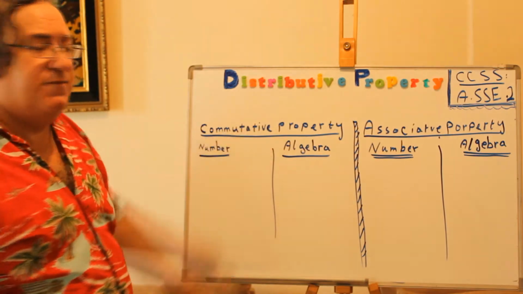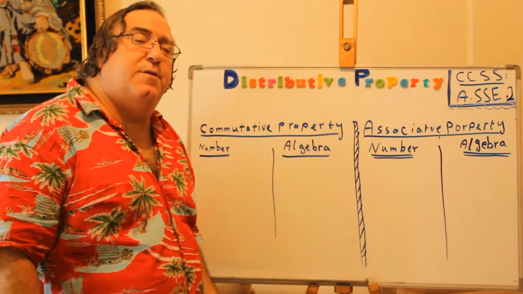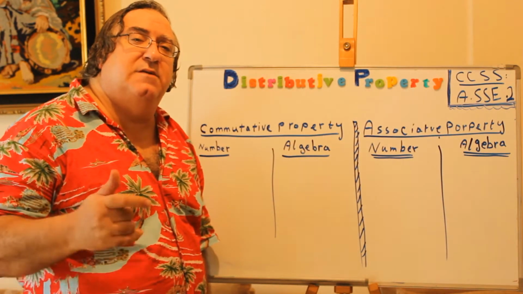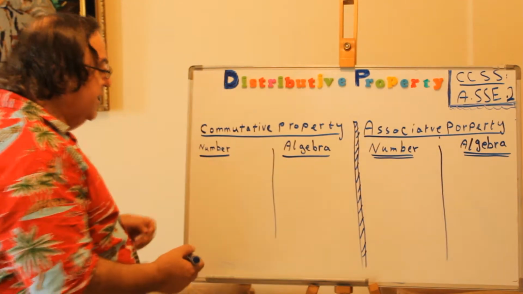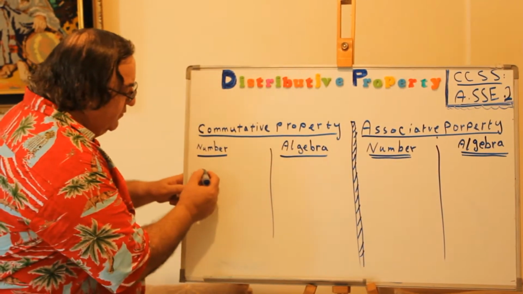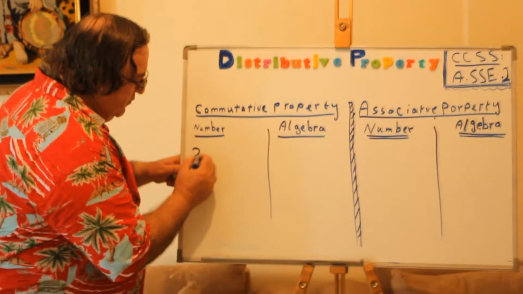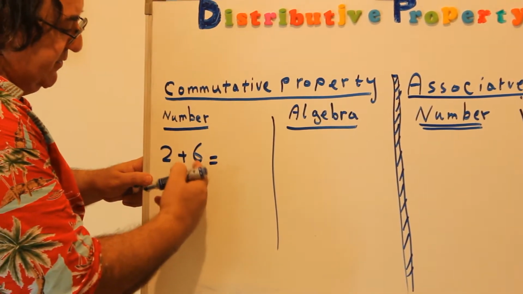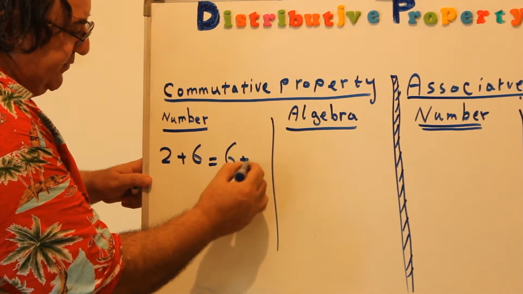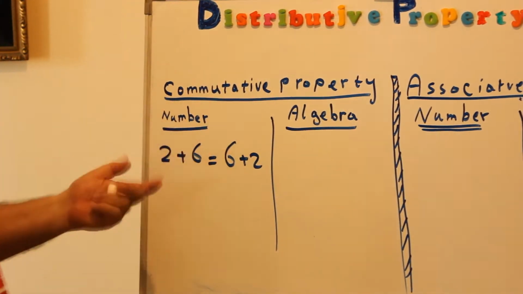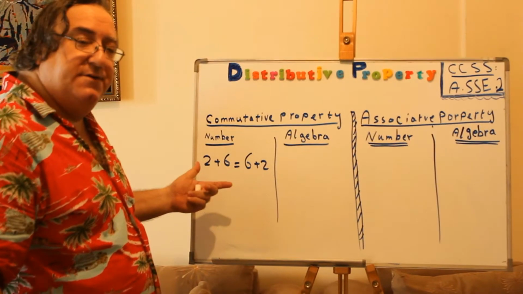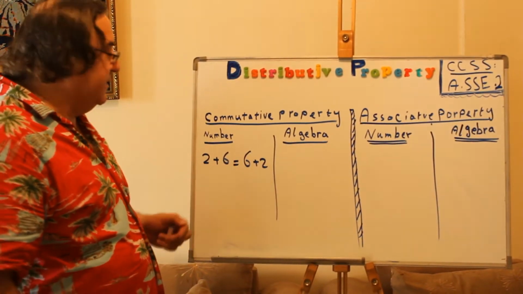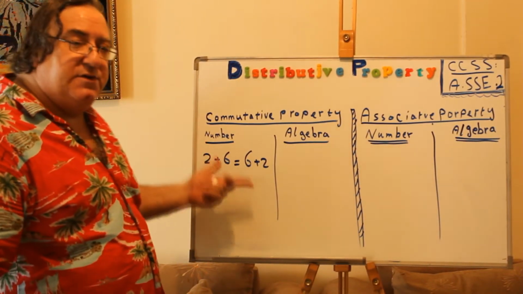What does it mean, commutative property? We can use the commutative property in adding and multiplying only. For example, 2 plus 6 is equal to 6 plus 2. So whether you change the order of the numbers, it doesn't affect the equality. We call this the commutative property.